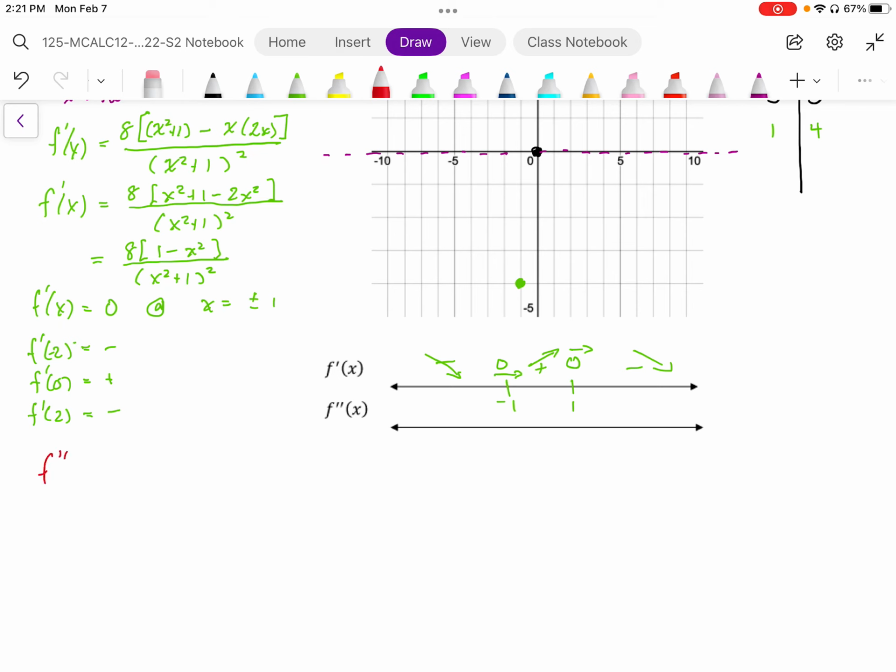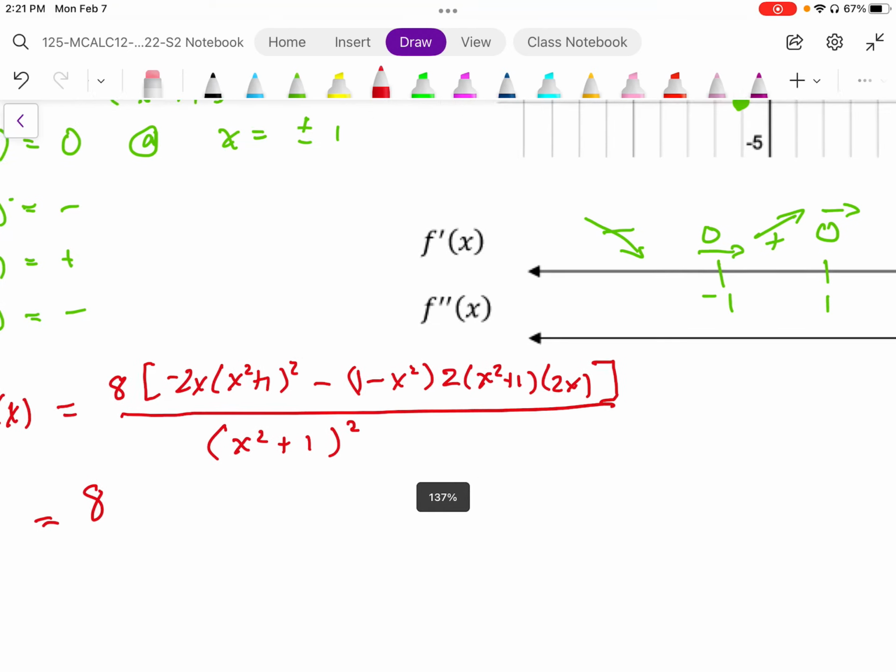So my second derivative. When I differentiate this now, I'm going to keep that 8 outside again. So I end up with negative 2x times x squared plus 1 squared, minus 1 minus x squared times 2 times x squared plus 1 times 2x. Okay, you apply the chain rule through there. That's a pretty messy looking expression. So I need to be careful with my algebra through here.